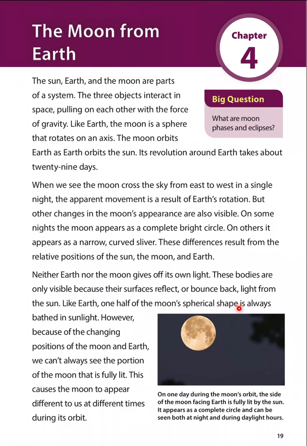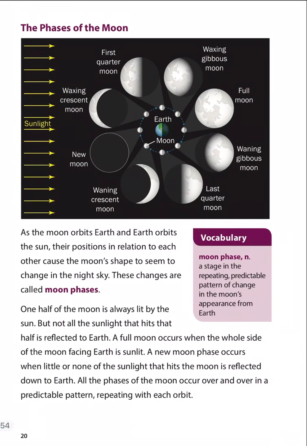Like Earth, one half of the Moon's spherical shape is always bathed in sunlight. However, because of the changing positions of the Moon and the Earth, we can't always see the portion of the Moon that is fully lit. This causes the Moon to appear different to us at different times during its orbit.